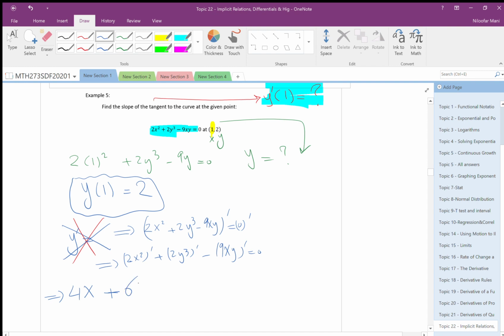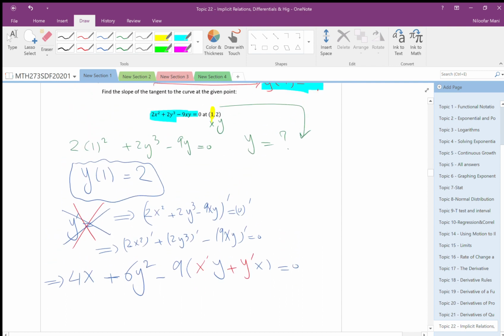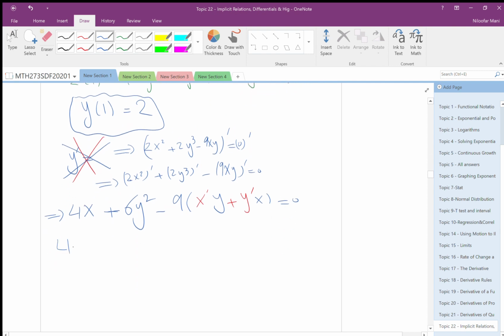So do 4x plus 6y squared minus 9, product rule. Derivative of first times second plus derivative of second times first equals 0. Step by step. So 4x plus 6y squared minus 9y prime x equals 0. Okay, now I solve for y prime.